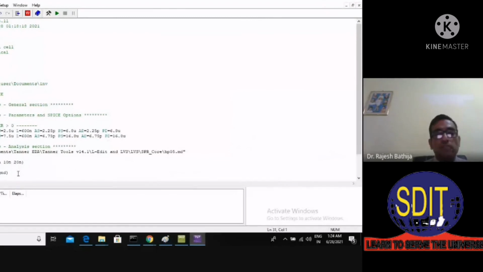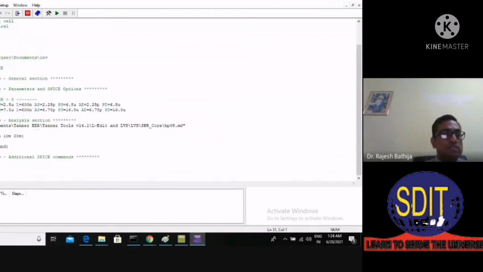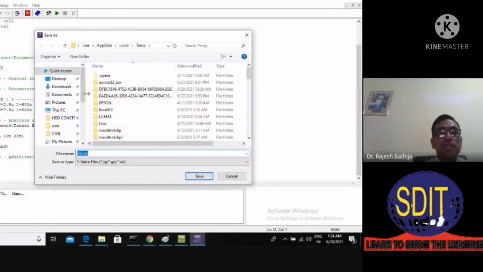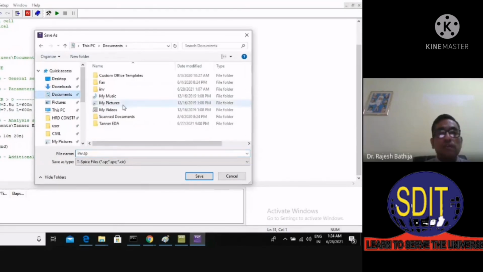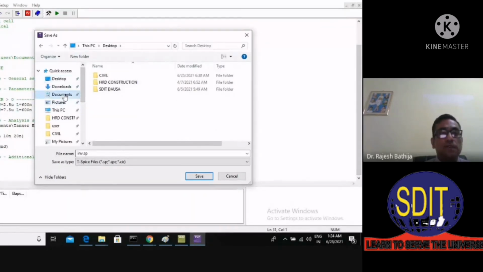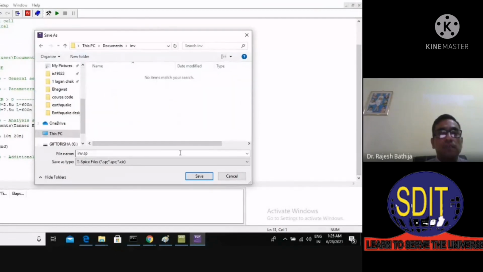If you want to use more commands, you can measure delay times, tPHL, tPLH, and you can also measure the power dissipation, and a lot of other things are possible to find out through this software. Now after this, we have to save this before running the simulation. So save as, I'm saving it on my desktop. I have created a folder there, INV. So INV.sp. .sp is the extension of the LTspice file. So it is saved here.